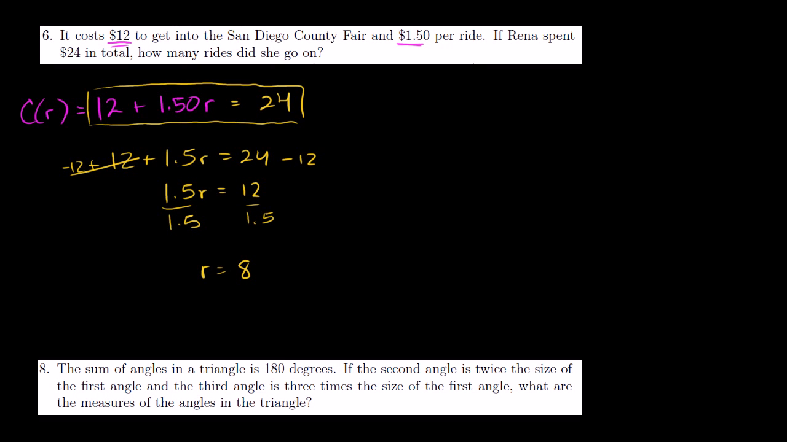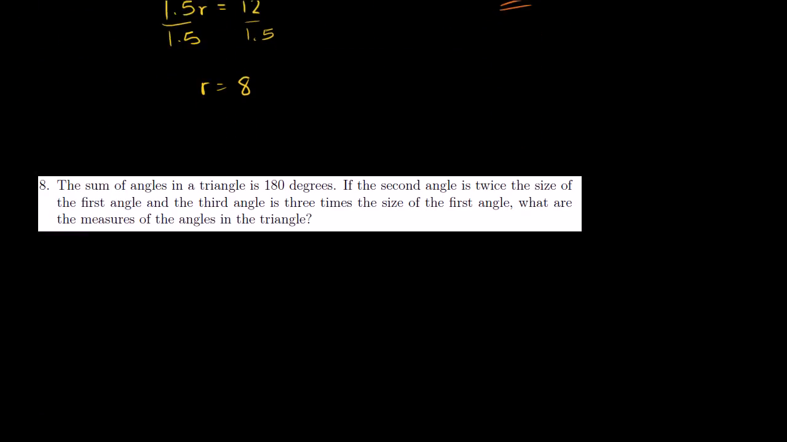And let's verify by looking at what's the cost of 8 rides? It's going to be $12 plus 1.5 times the 8 rides. So that's going to be $12 plus, well, 1.5 times 8 is $12. So this is going to be equal to $24. So we have verified our problem. All right, let's do one more.